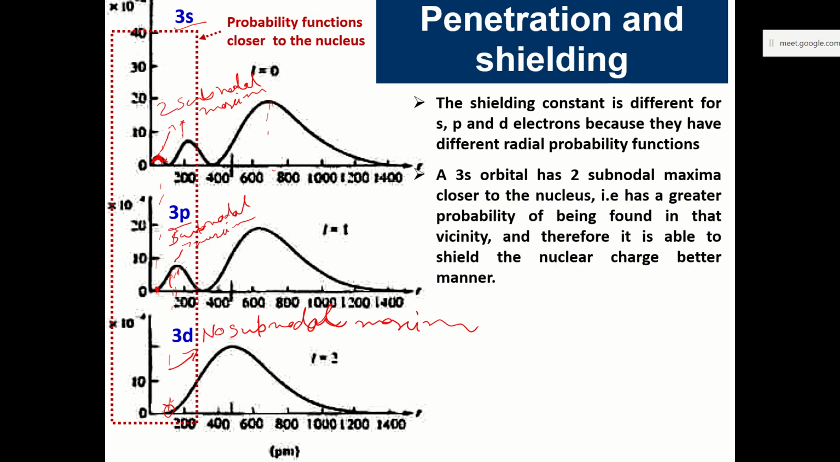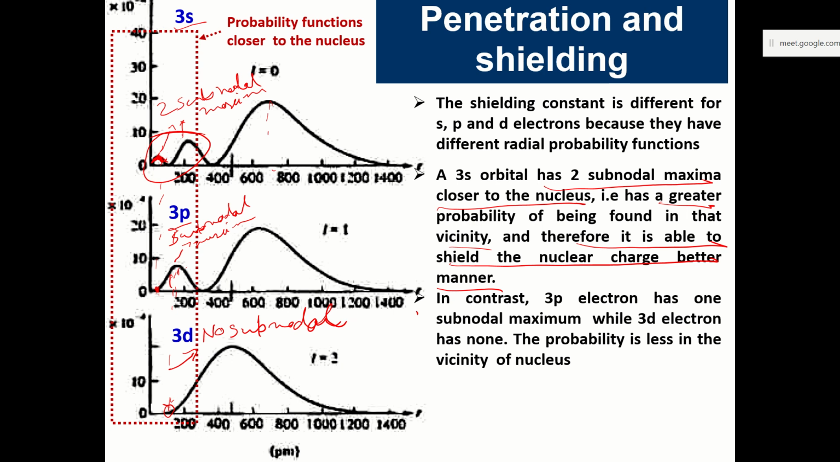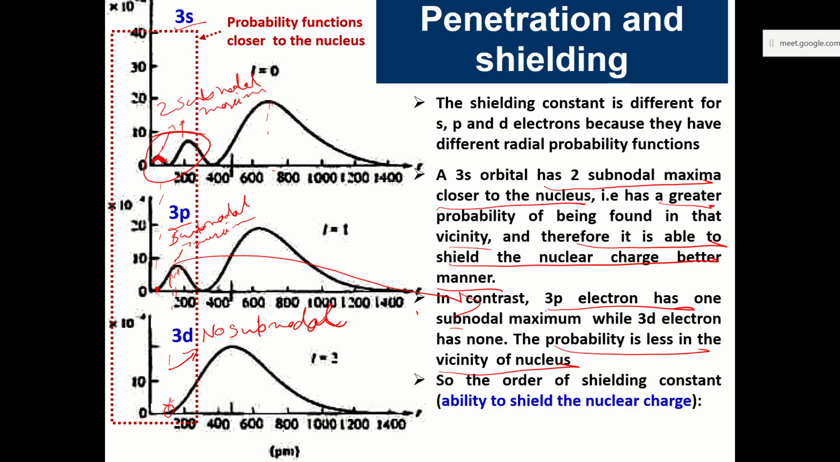So 3s orbital, we have seen that it has 2 subnodal maxima closer to the nucleus. So it is very likely to be found very close to the nucleus, and so it will be able to shield the nuclear charge in a better manner. In contrast, 3p electron has one subnodal maximum, we saw that, and probability is less in the vicinity of nucleus, so it will be less effective in shielding. So overall, the order is 3s, 3p, 3d.